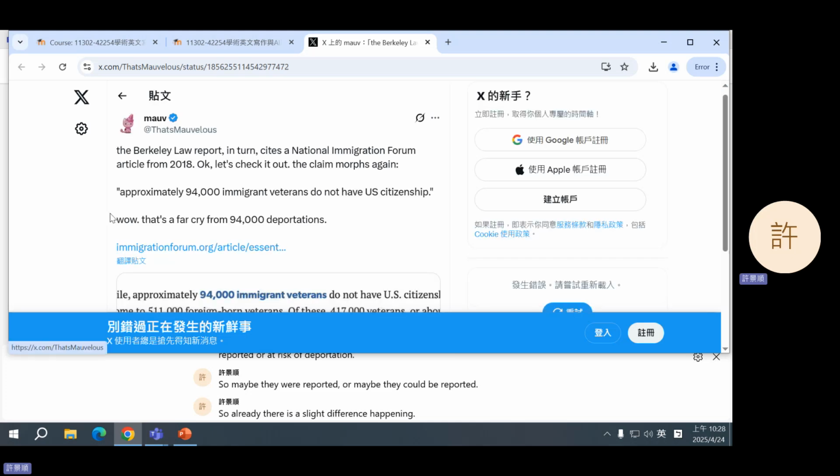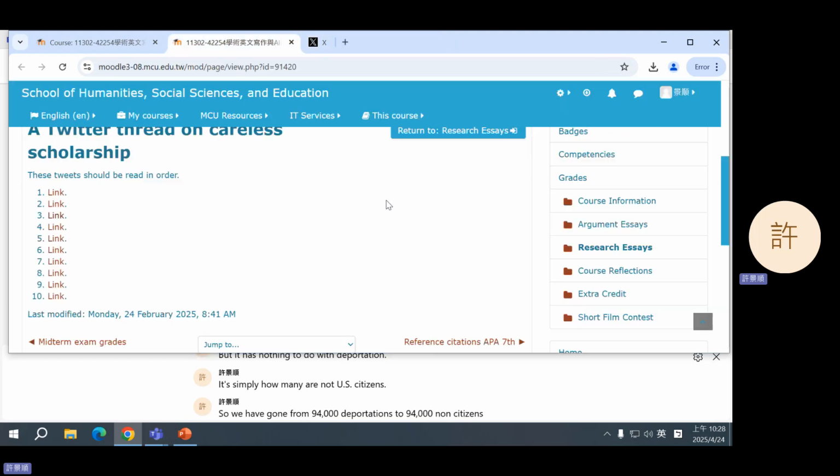Within the second article, it uses information from a third article, and it turns out this third article says, yes, 94,000, but it has nothing to do with deportation. It's simply how many are not US citizens. So we have gone from 94,000 deportations to 94,000 non-citizen veterans. And we're only on the third one. It gets worse and worse.